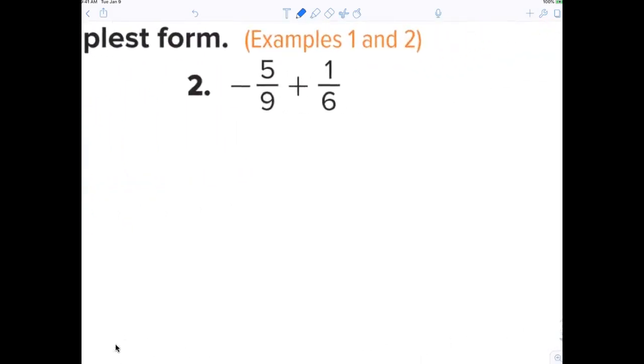Why is this one a little bit different? Because there's positives and what? Negatives. Now we're going to add these or we're going to subtract them? Subtract. Just because there's a plus sign doesn't mean adding, right? So, negative 5/9 plus 1/6. So what's the common denominator with 9 and 6? Beautiful, 18. Could you have said 36? Yes. Could you have said 54? But then you're just going to have to reduce. So you always try to find the lowest common denominator.